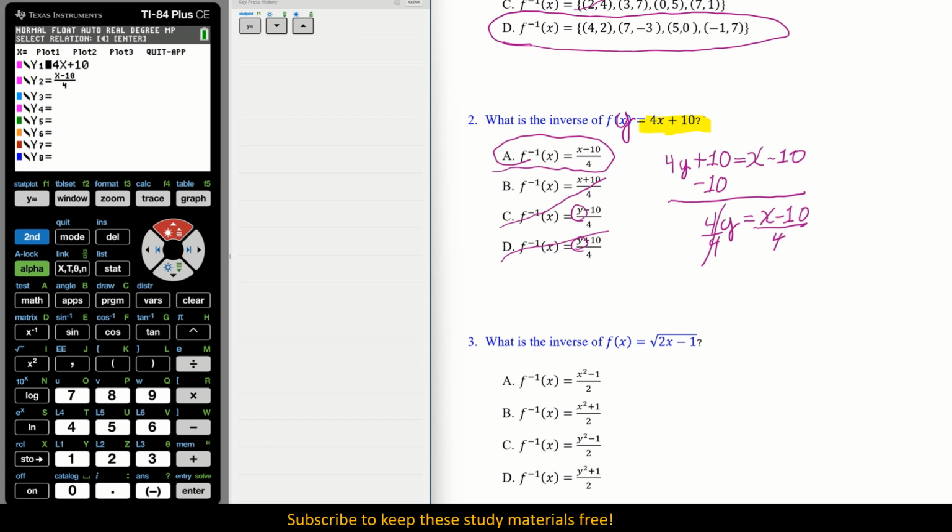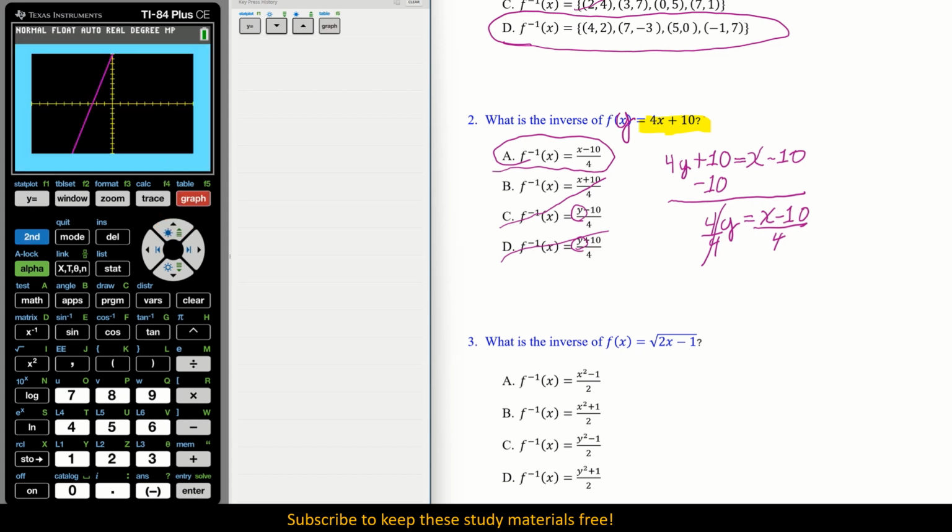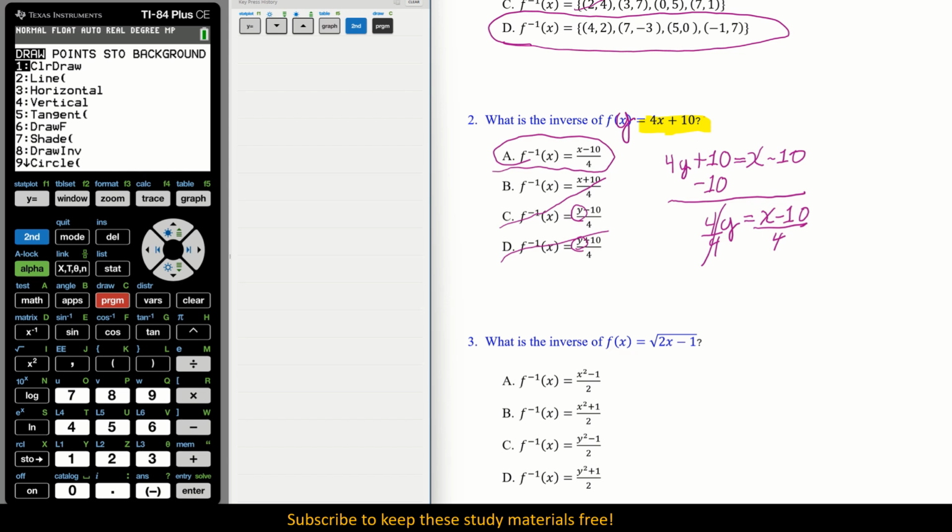So what I am going to do is draw everything and show you how to check it. So we need to say first graph. And there's our graph of our original 4x plus 10. Now, push second program. And you notice we're under the list of draw. We want number 8. So push 8.